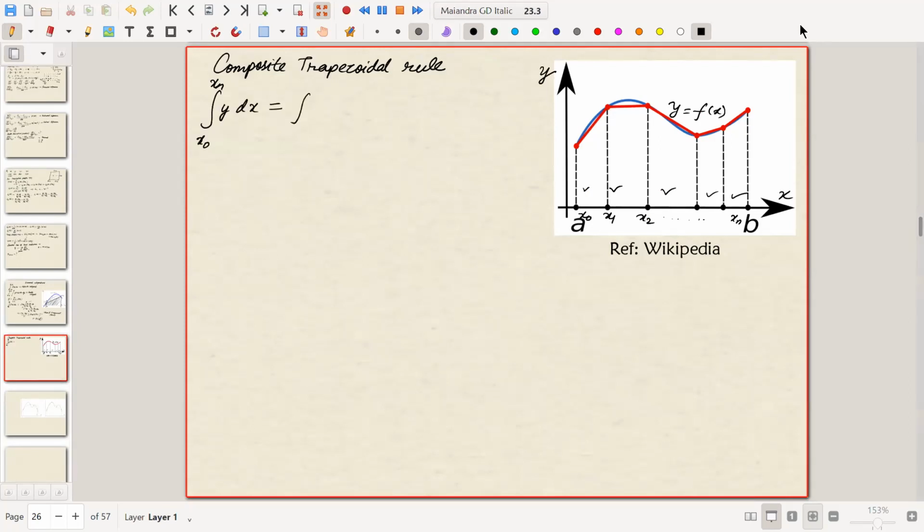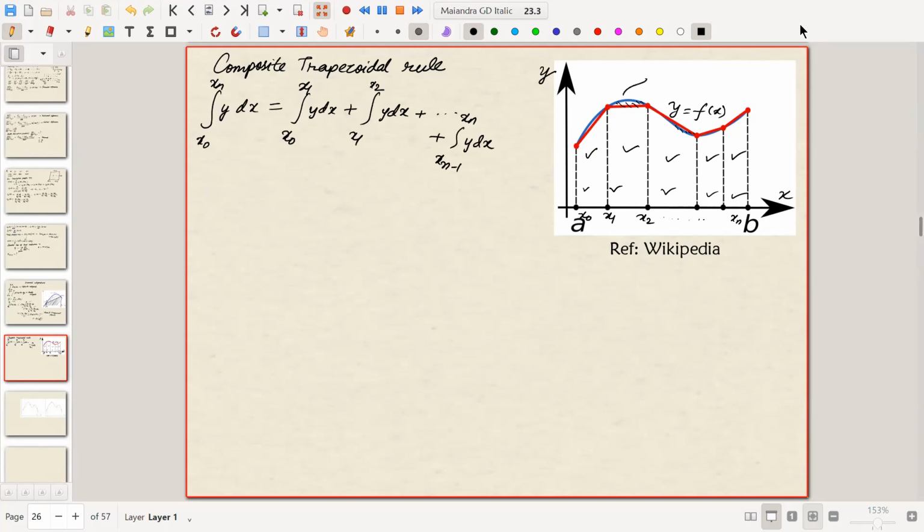You know this, right? This is the additivity rule of integration. X0 to x1 y dx, plus x1 to x2 y dx, and so on up to xn minus 1 to xn y dx. You are taking the whole integration as the sum of each of these areas. And these are the errors which your formula is not able to take into account.